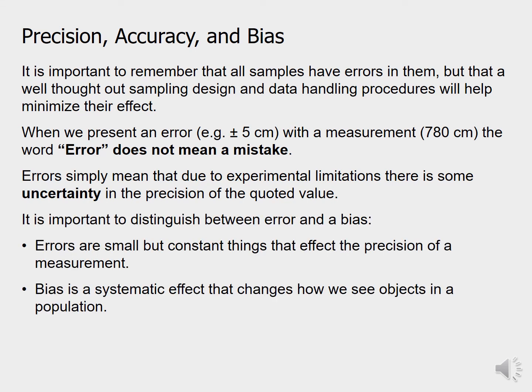Moving forward, we need to distinguish between two ideas. Errors are small, unpredictable, yet constant things that affect the precision of a measurement. However, bias is a systematic effect that changes how we see objects in a population.